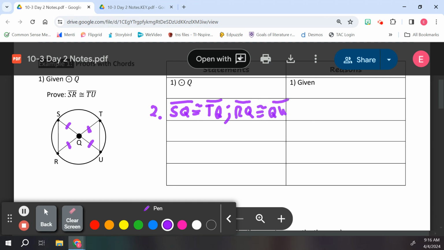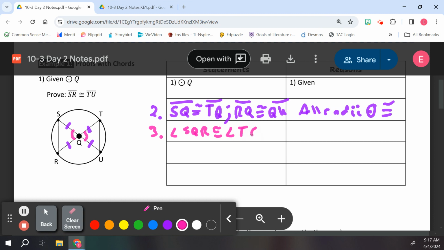And that would be by all radii of a circle are congruent. Part 3, we would have that this angle would be congruent with this angle. So I'd state angle SQR is congruent to angle, let's say, TQU.